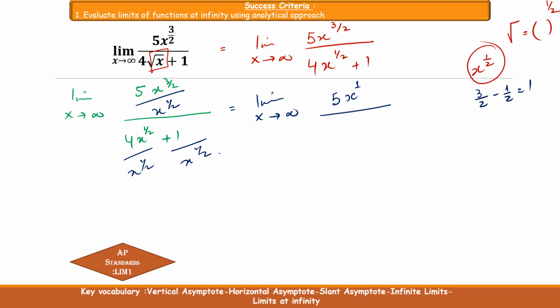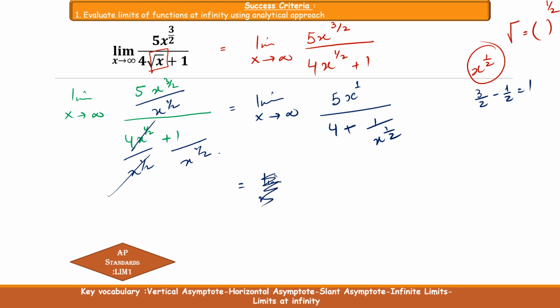In the denominator, this can be cancelled out. So only we have 5x minus... Here the second one cannot be solved, so we will write it as it is. Now apply the limit because the simplification is done.